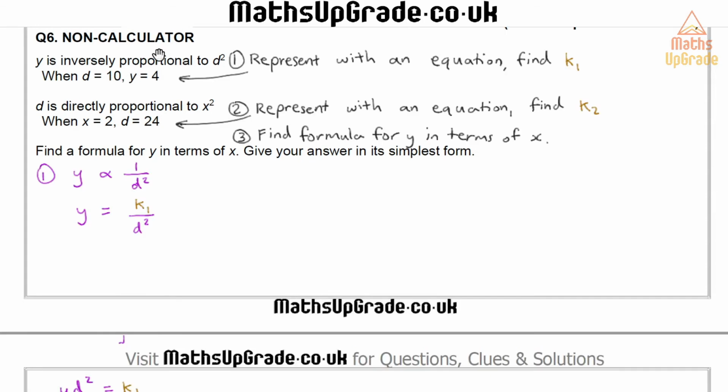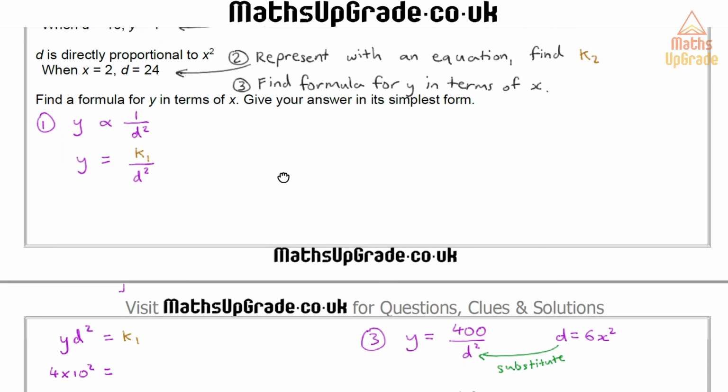So I'm first of all going to use this information here and use an equation to represent d in terms of y, and I'll need to find my first constant, which I've labelled as k1. Then I'm going to use this information here to find another equation linking x with d, and then I'll need to find my second constant, which I've labelled k2. And then finally I need to use both these equations to find an equation for y in terms of x and give my answer in its simplest form. So let's start that now.